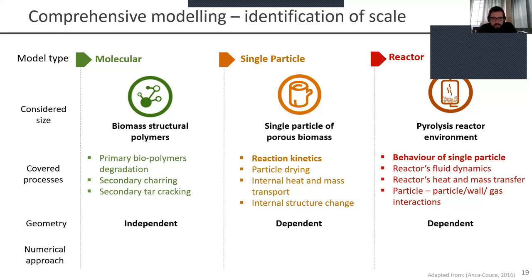And what kind of numerical approaches should be used to compute the models at these different scales? So for the molecular scale, we don't really need any kind of numerical tool, because the amount of data which needs to be processed is relatively small, because it doesn't depend on the geometry. So we don't need to really use any robust software for that. In terms of the single particle conversion, the most useful numerical tools are covered by computational fluid dynamics, so the CFD.